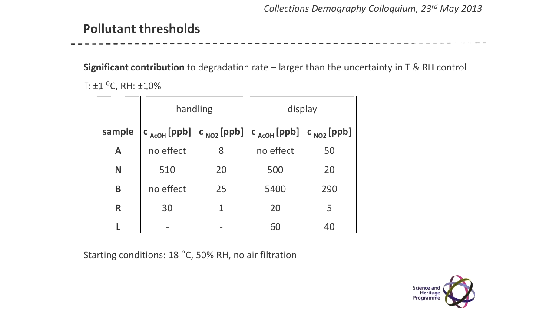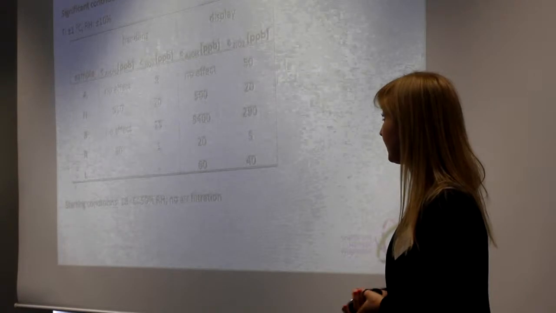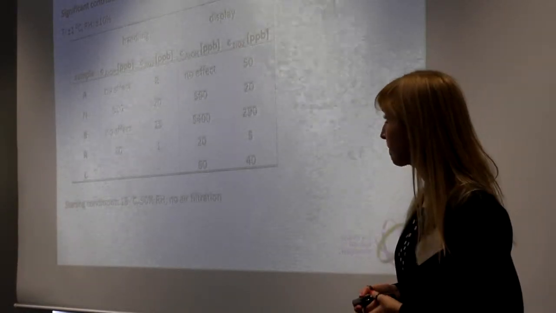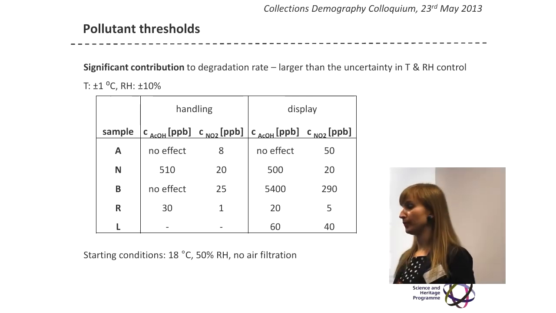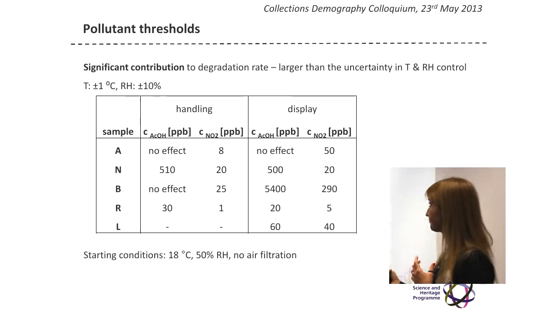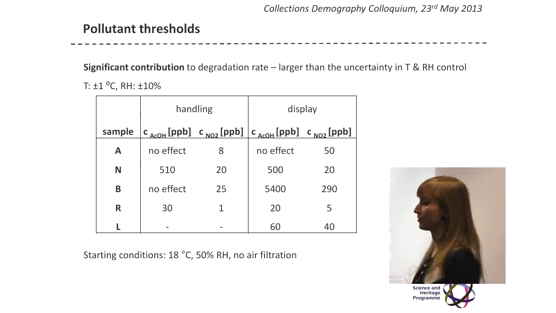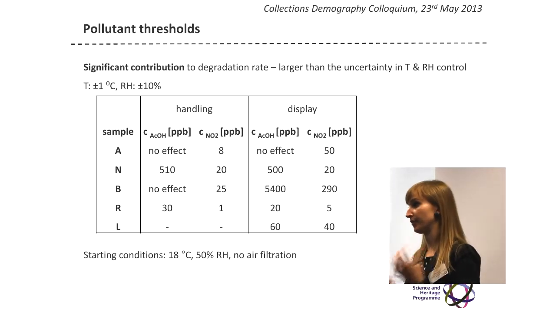I think we're all probably interested in hearing what a safe pollutant threshold or what a sensible pollutant threshold is when trying to control the environment. And basically here we took two different approaches to defining pollutant thresholds. The first approach presented here is that a pollutant threshold is a concentration of a pollutant at which the effect of the pollutant or the contribution of the pollutant towards the degradation rate becomes significant. And significant here was defined as being larger than the uncertainty in the control of temperature and RH.